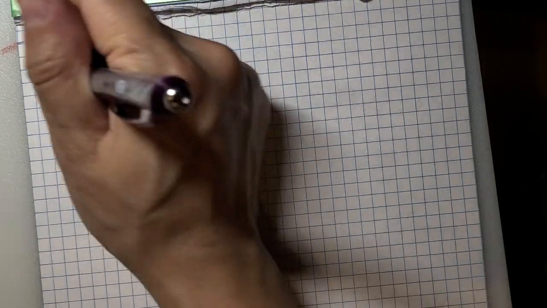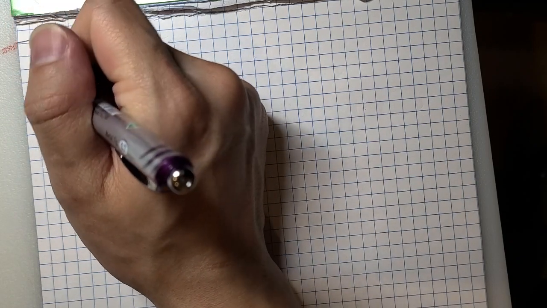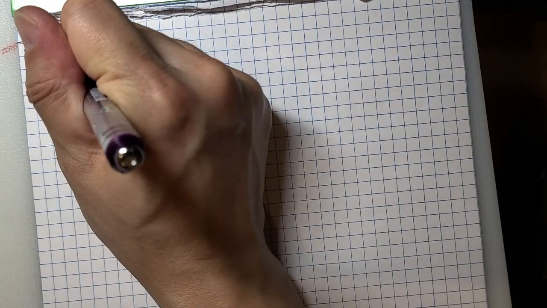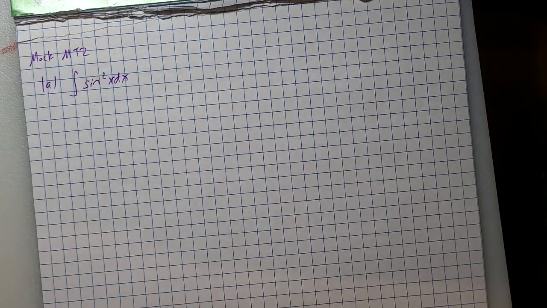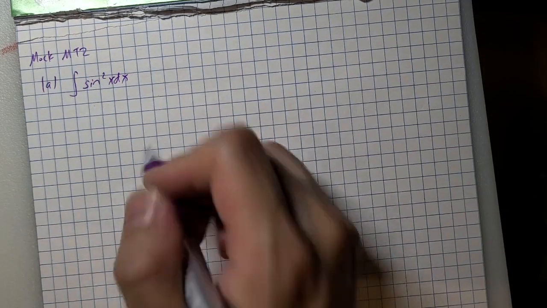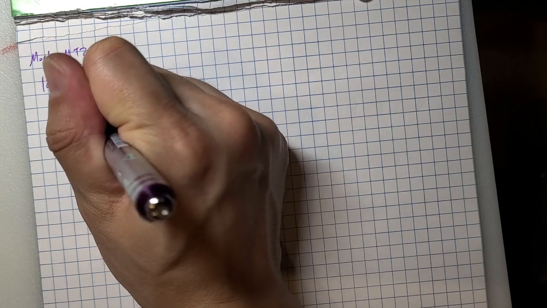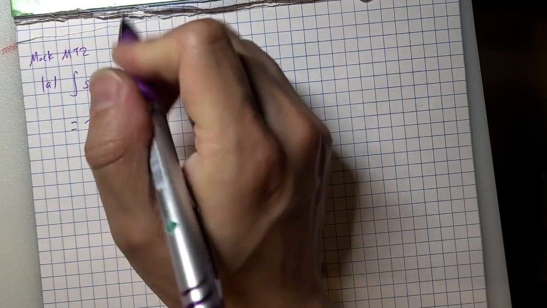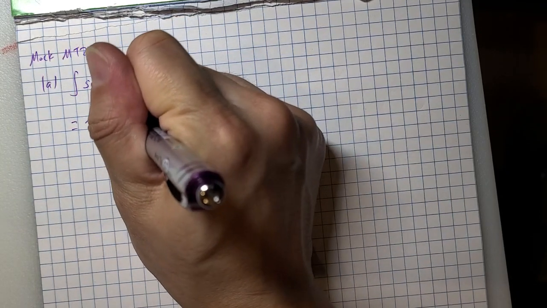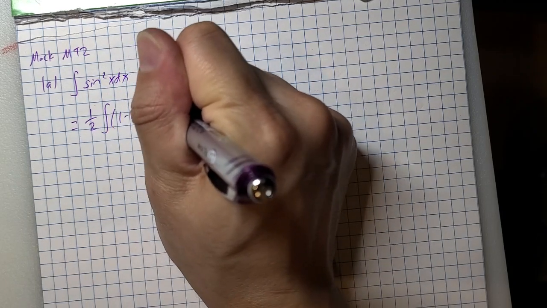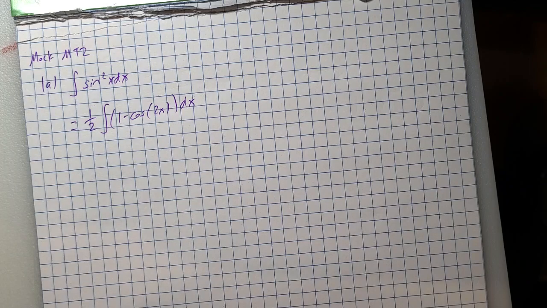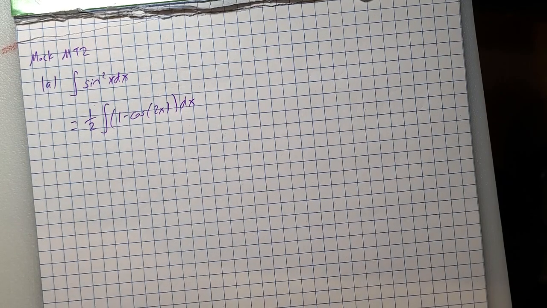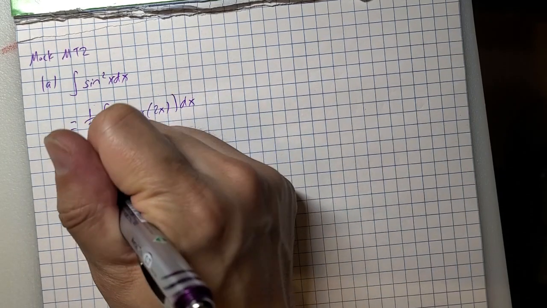Okay, let's start with number 1. The first one's easy. We're asked to evaluate the integral of sine squared x dx. Okay, how to do that? Well, we have to use the half angle formula that you should memorize. That'll be the integral of (1 minus cosine of 2x) over 2 dx. Okay, that's the half angle formula. This is easy to integrate.